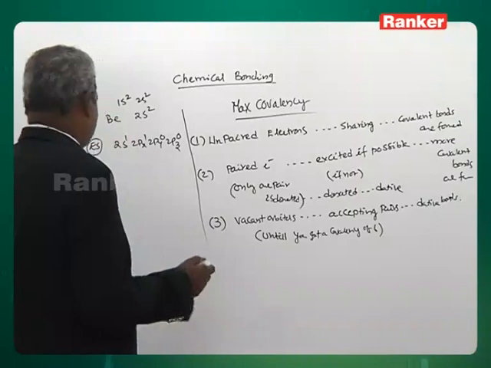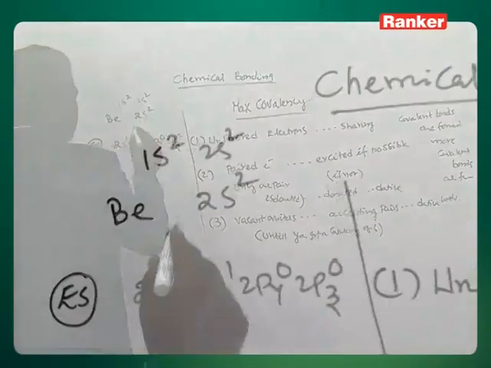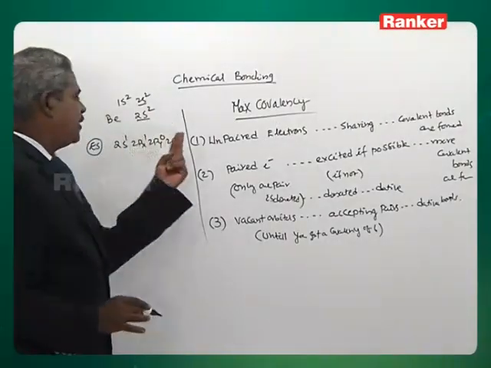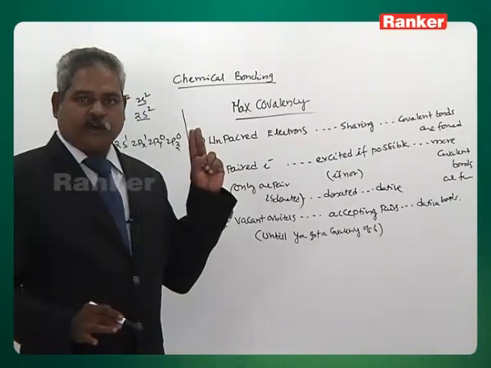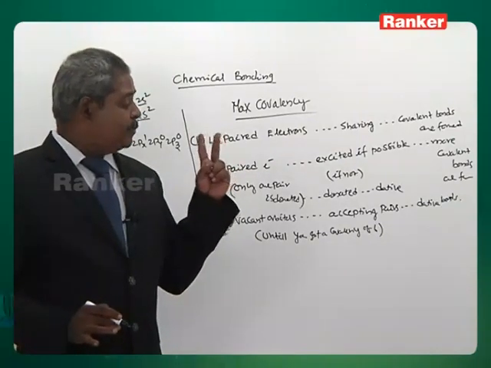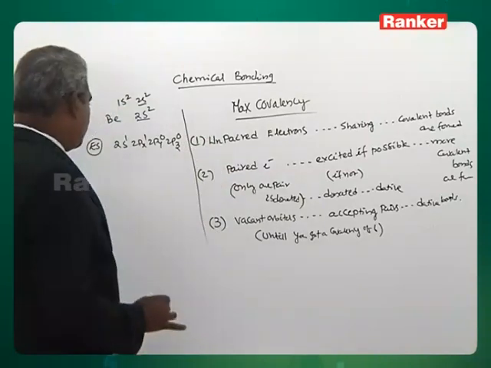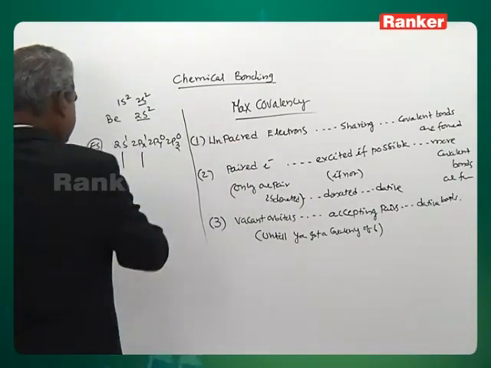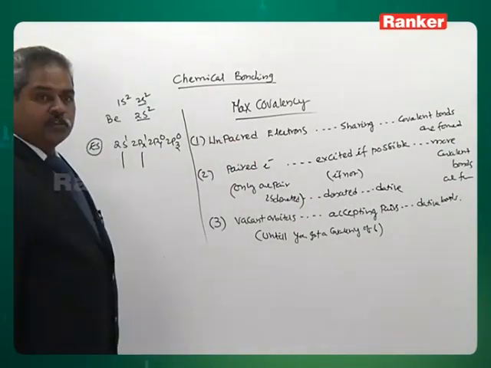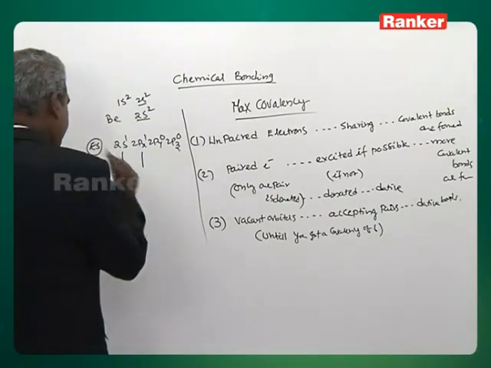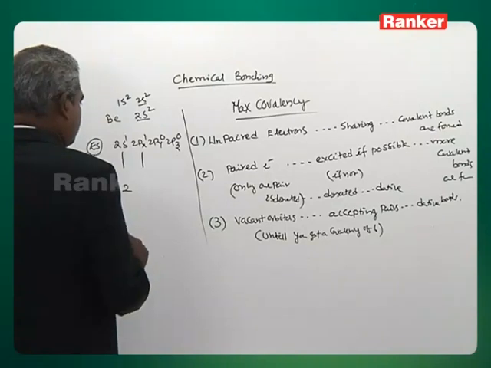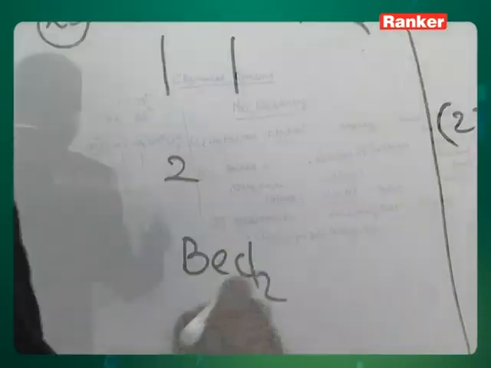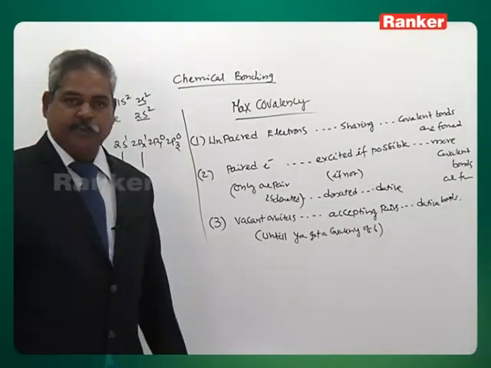So beryllium has 2 electrons in the outermost valence shell, and that too only after excitation does the pair become unpaired. Originally it is a pair of electrons, and only after giving energy and breaking the pair, it becomes unpaired. Now apply this: unpaired electrons are used in sharing. So beryllium forms 2 bonds by sharing, for example BeCl2. Beryllium forms 2 bonds, BeCl2.